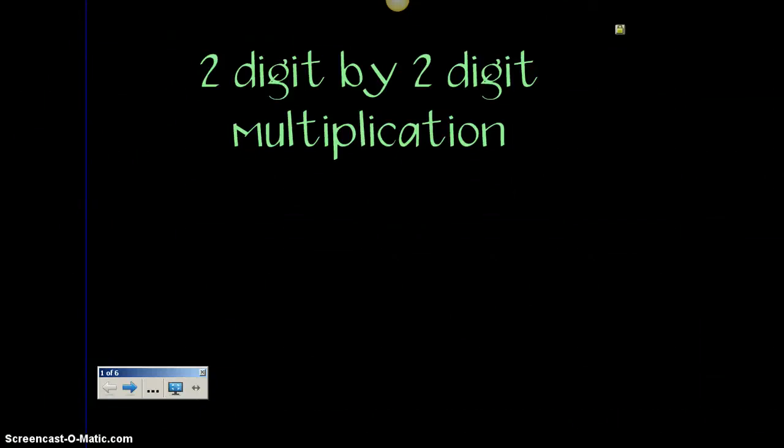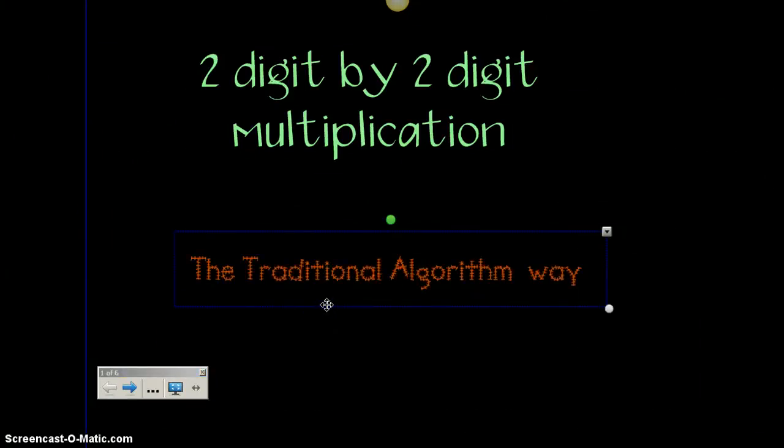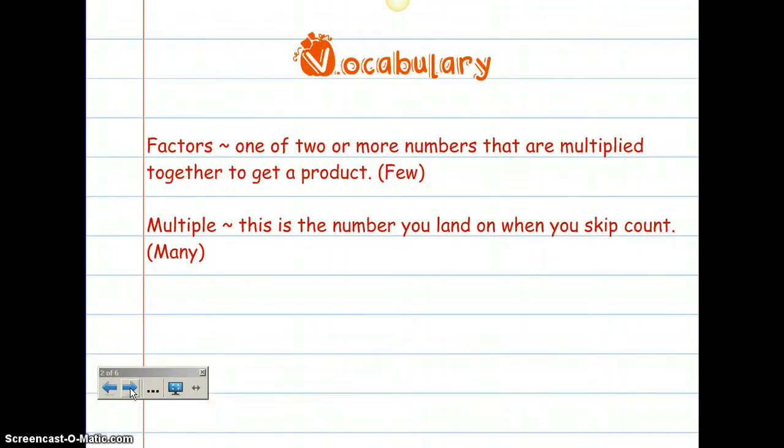Welcome to our 2-digit by 2-digit multiplication video, the traditional algorithm way. Let's go over some vocabulary. First, we have factors. One of two or more numbers that are multiplied together to get a product. I always say factors are few. A multiple. This is the number you land on when you skip count. And I always say that there's many multiples and few factors.